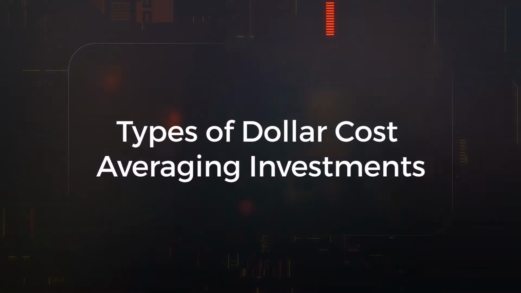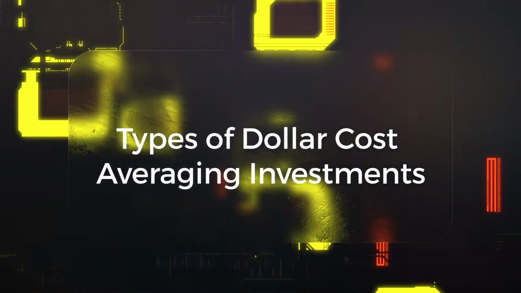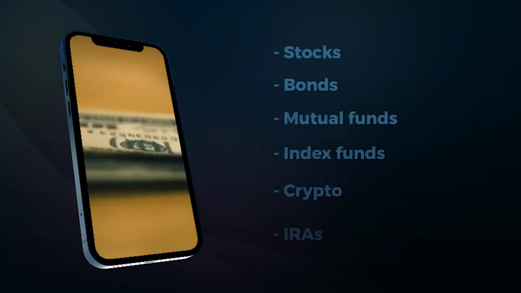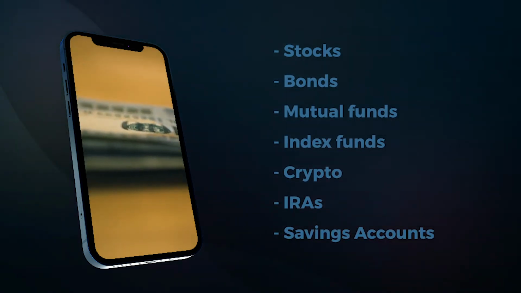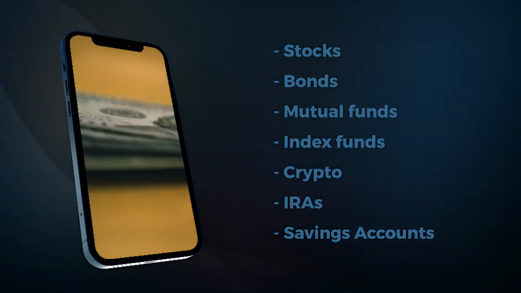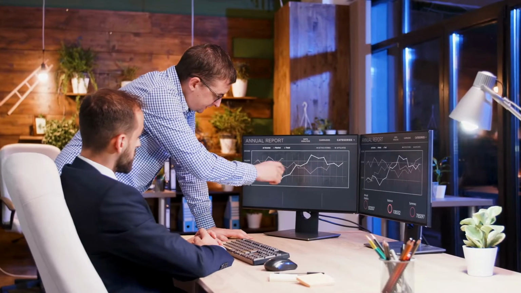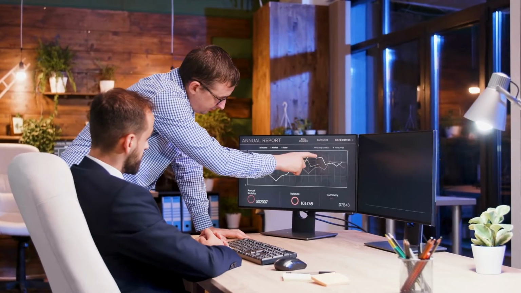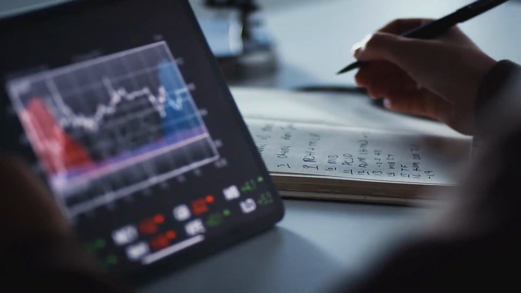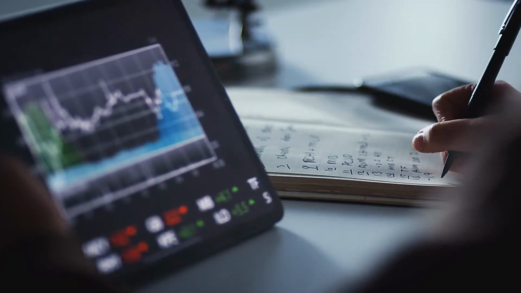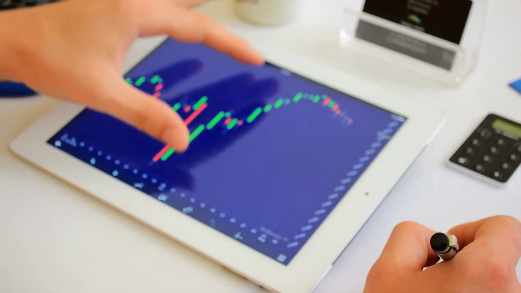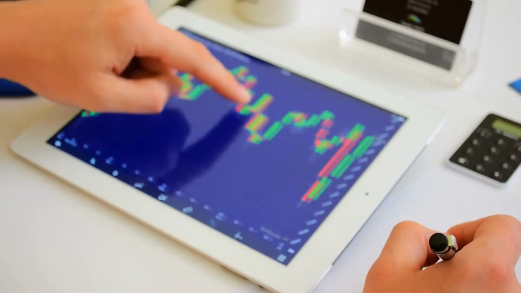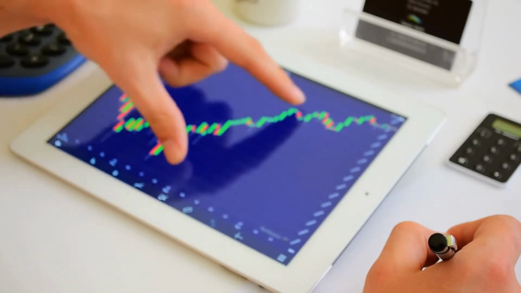Types of dollar cost averaging investments. You can dollar cost average with pretty much any type of investment: stocks, bonds, mutual funds, index funds, crypto, IRAs, and savings accounts. The sky really is the limit. DCA is just a fancy term for setting aside money every week, every 2 weeks, or once a month that goes to the same account or fund no matter how that account is performing. We use DCA to contrast against lump sum purchases or investments, so it is critical to understand the difference between the two and the pros and cons of each.